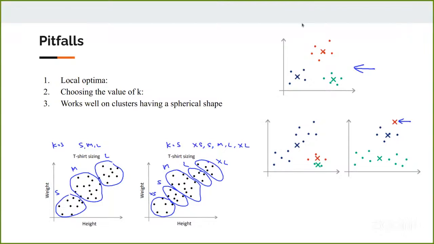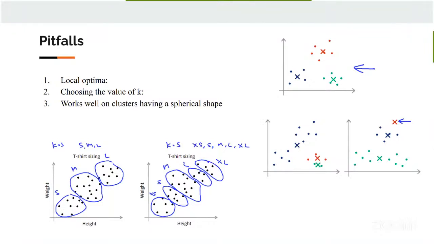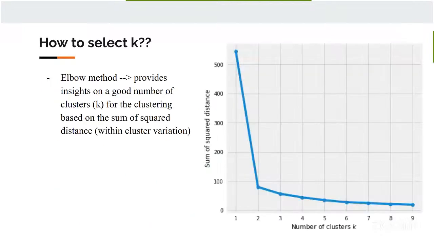Any doubts in k-means clustering? Okay, so there are no doubts. Moving on, how to select k.